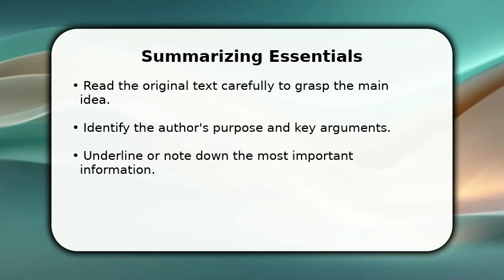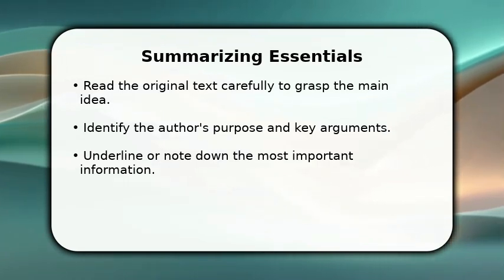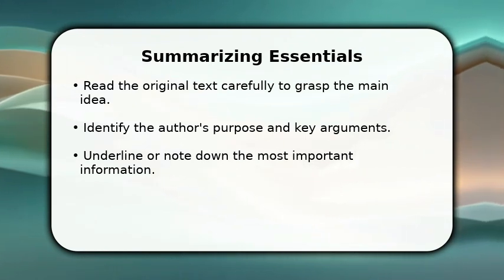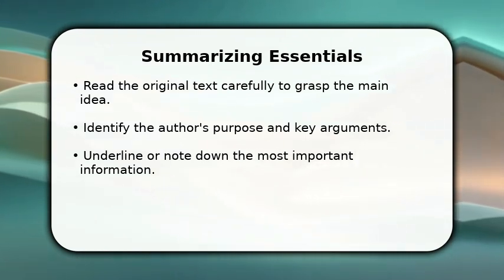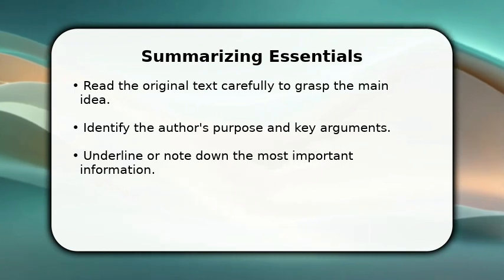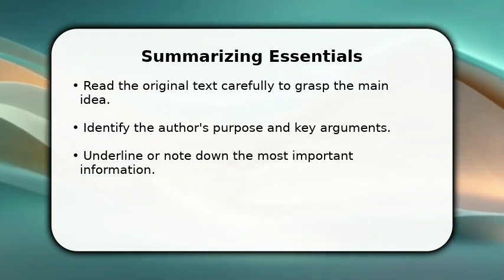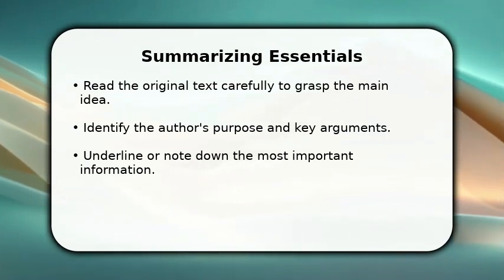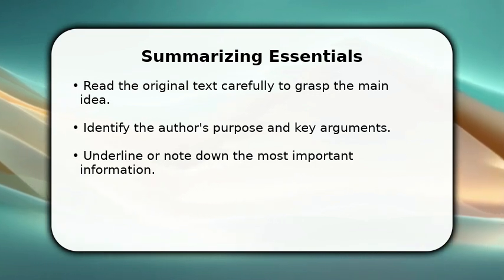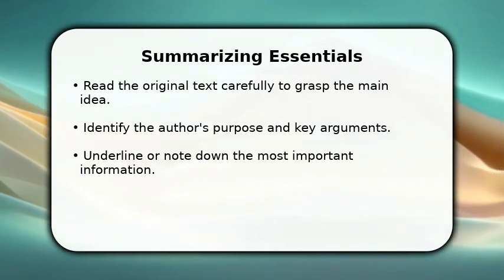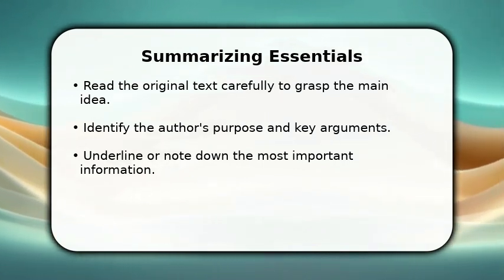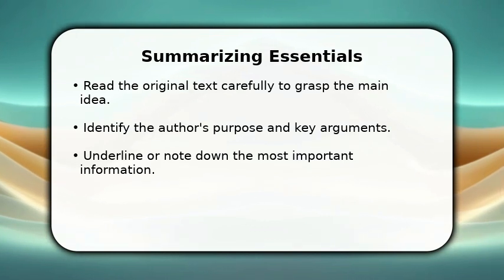Enjoy the video. In this video, I will explain how to make a summary in English. First, read the original text carefully to fully understand its main idea and purpose. It's crucial to identify the author's key arguments and the overall message they are conveying. As you read, underline or make notes of the most important information, focusing on the core concepts rather than every single detail. This initial step lays the foundation for an effective summary.